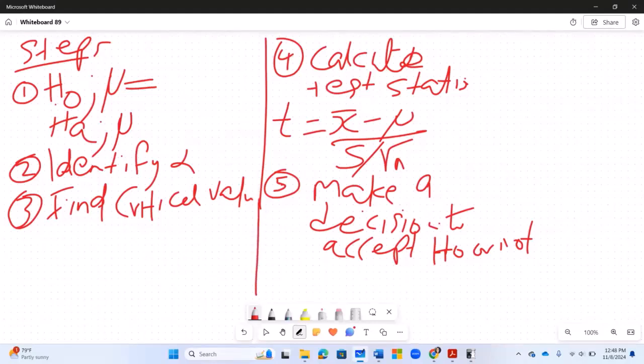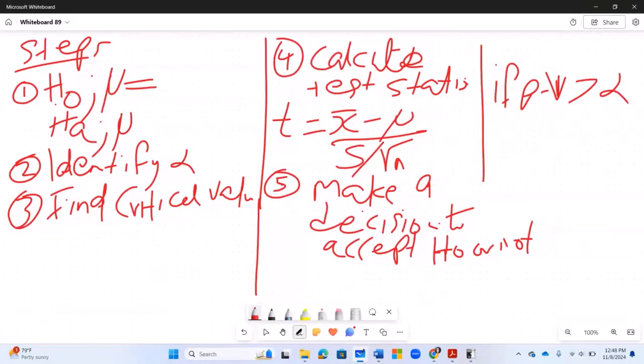And then also you can use the p-value to accept or reject the null. Remember, if the p-value is greater than alpha, you accept the null. Otherwise, reject the null. If the p-value is greater than alpha, you accept the null. But if the p-value is less than alpha, you reject the null.